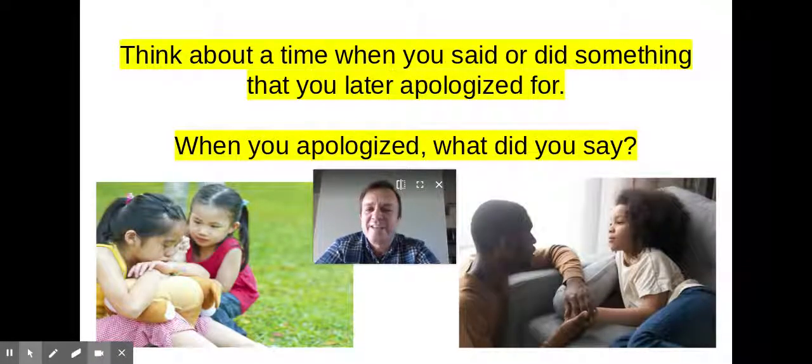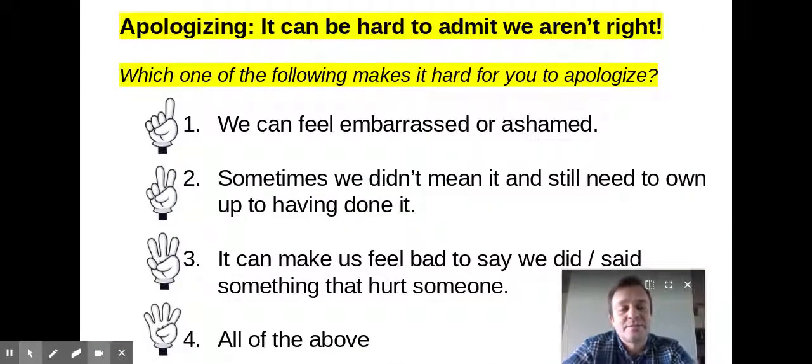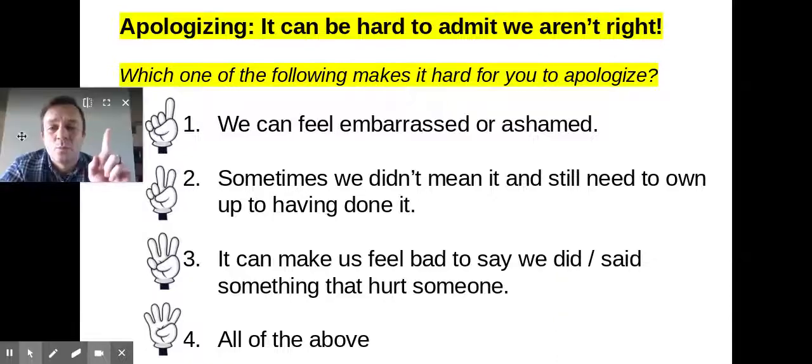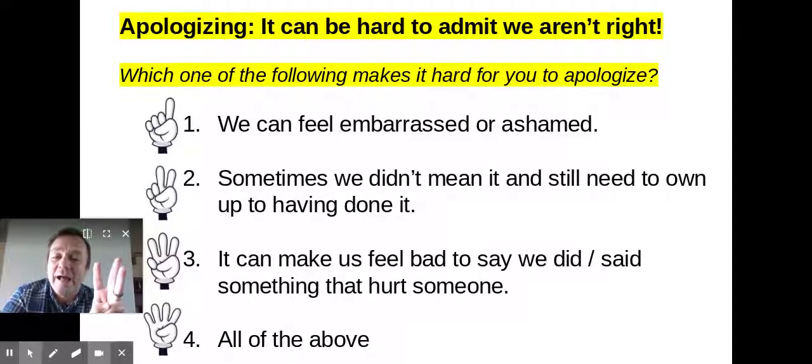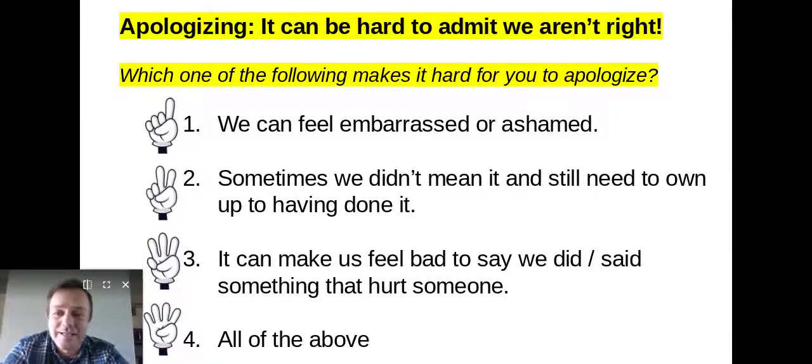Now, think about a time when you said or did something that you later apologized for. Think back. When you apologized, what did you say? How did you say it? Sometimes apologizing can come naturally, and other times it can be really hard because we don't often like to admit when we've made a mistake or that we've done something that wasn't right. There are lots of different reasons that can make it hard to apologize. We can feel embarrassed or ashamed. Sometimes we didn't mean it and still need to own up to having done it. It can make us feel bad to say we did or said something that hurt someone. A lot of times, it's hard for all of these reasons or more.